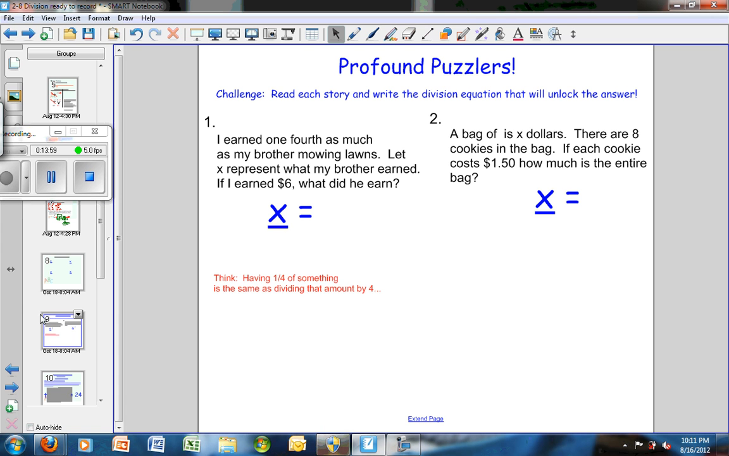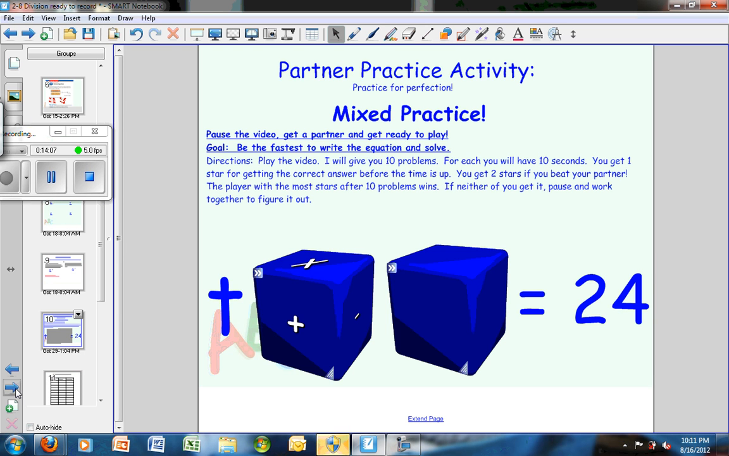All right. On your own or with a partner, you're going to try a couple of story problems. And then also your activity today is going to be to practice a mixed bag of solving equations. So you're going to read the directions. You're going to pause the video, get a partner.